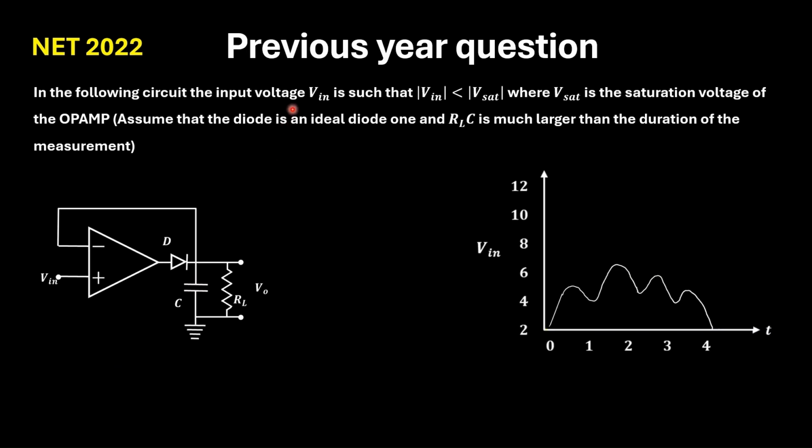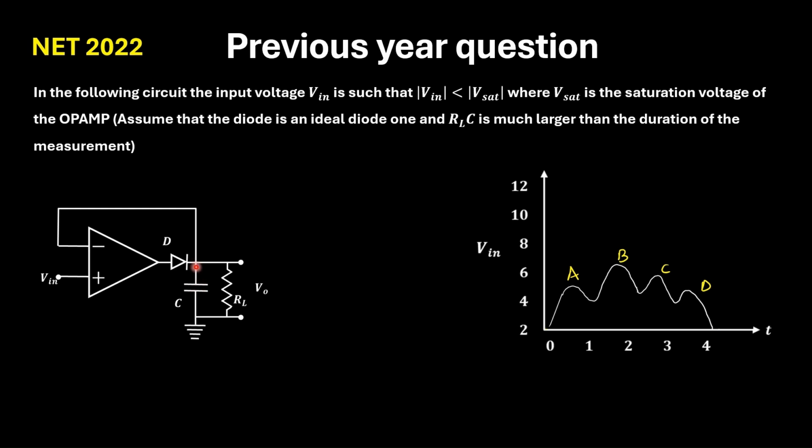So in this circuit, an input voltage is given and the magnitude of the input is less than the V saturation, and the diode which is connected here is an ideal diode. Now the input waveform is given here, and let us denote the peak points here A, B, C and D. So initially the input is increasing, so the output will also increase correspondingly, and the capacitor will start charging.